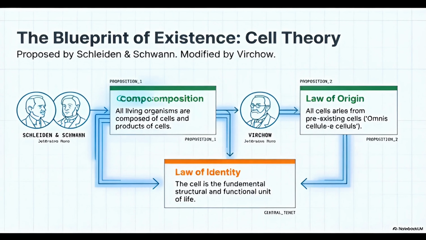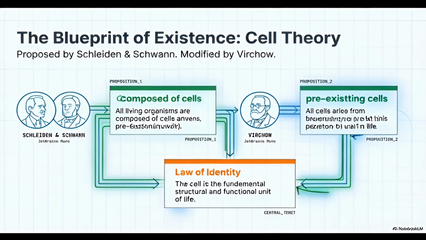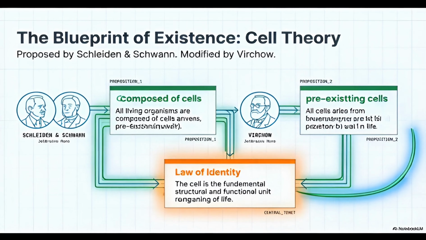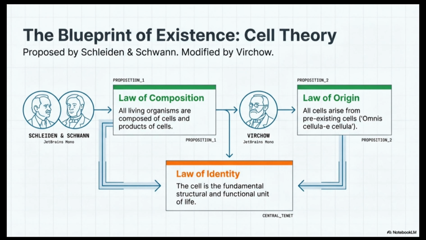Now let's understand the most important foundation of biology, cell theory. Cell theory says three things. 1. All living organisms are made of cells. 2. The cell is the basic structural and functional unit of life. And 3. All cells arise from pre-existing cells.